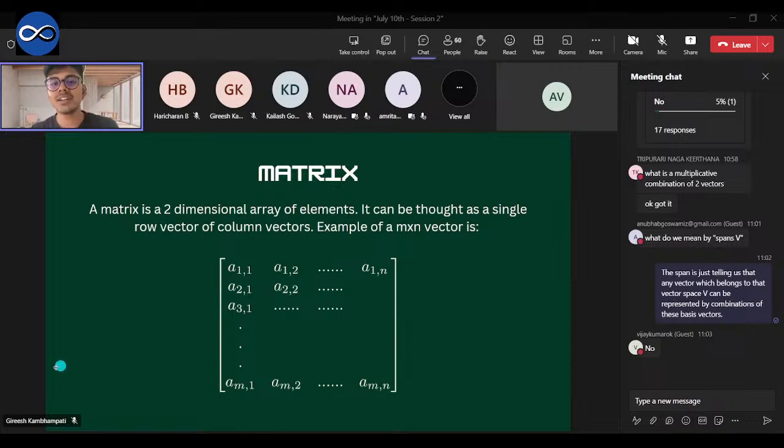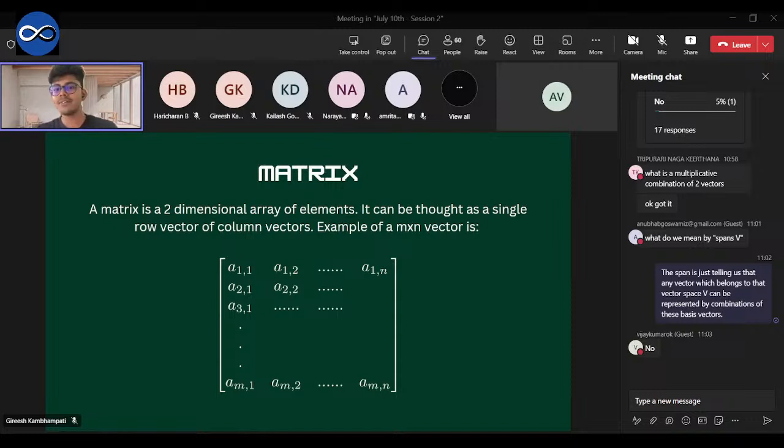Yes, it is a two-dimensional array of elements, but when you think of the vector set that I considered earlier, I could think of that as a matrix as well. So it's 2, 5, 3, 6, 5, 11. That could also form a matrix. It's a two by three matrix where I have two rows and three columns.